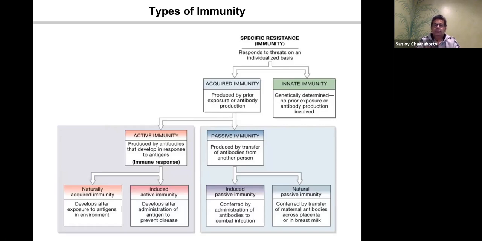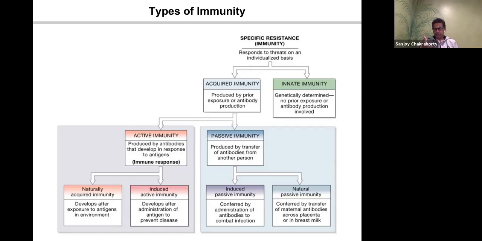Acquired means you get it later on in your life, after your birth. Now the question is, how do you get it? If you get the antibodies from another source that your body didn't make, it's called passive. Otherwise, your body actively makes it, it's called active.